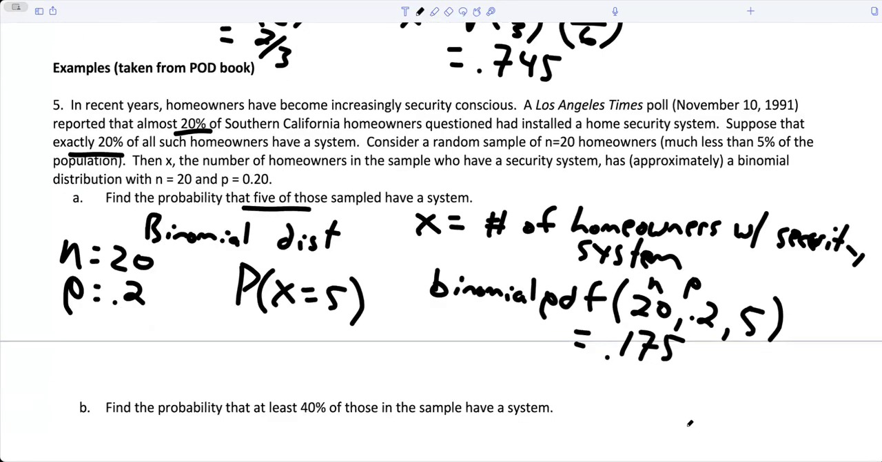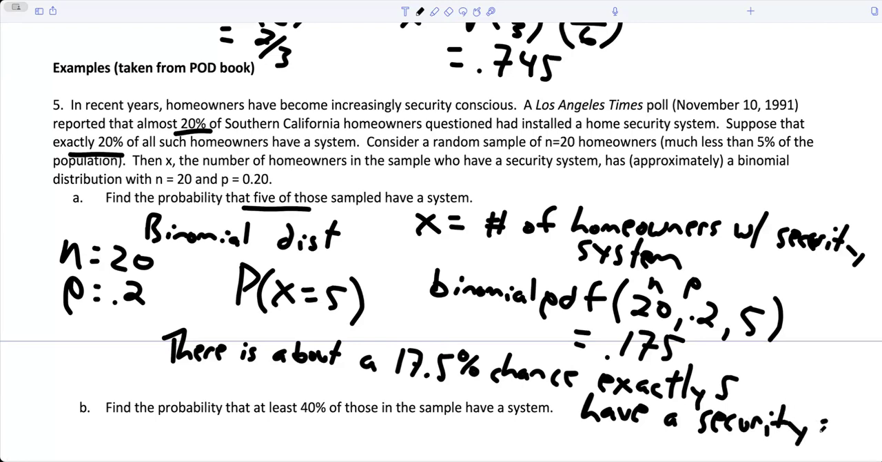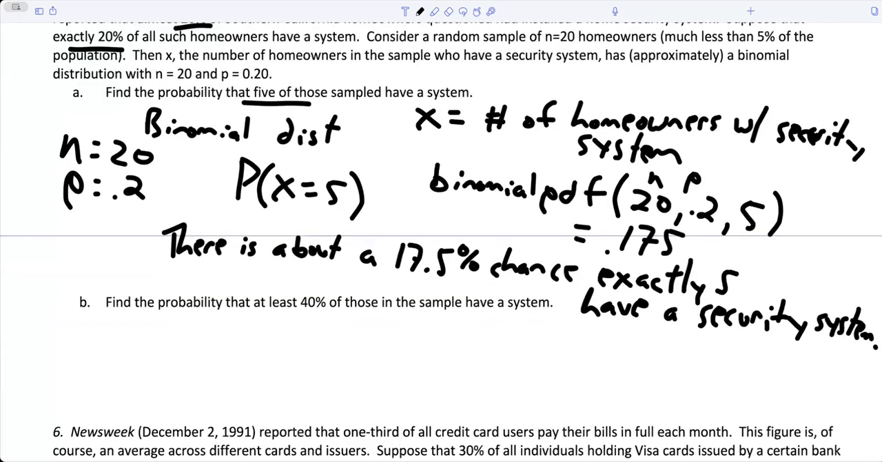So there is about a 17.5% chance exactly 5 have a security system. And part B says find the probability that at least 40% of those in the sample have a system.